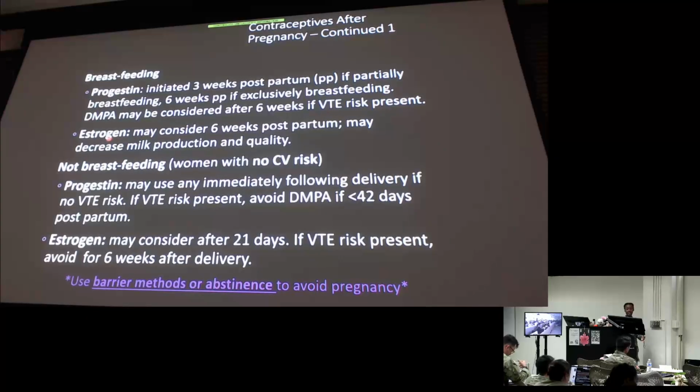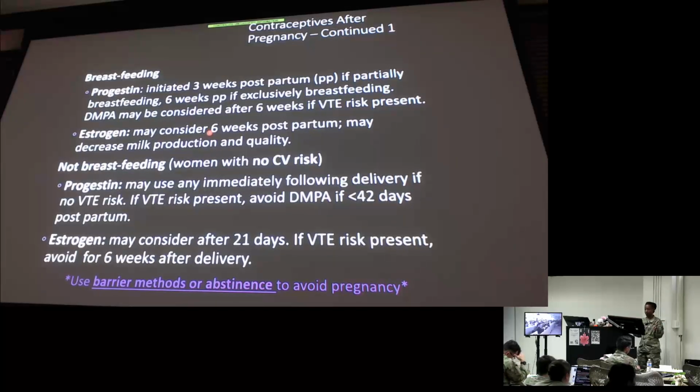Estrogen, may consider this 6 weeks postpartum. Again, just stay away from it because it is very likely that their milk production is going to go down.